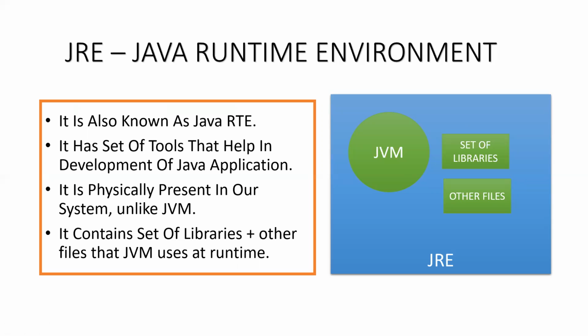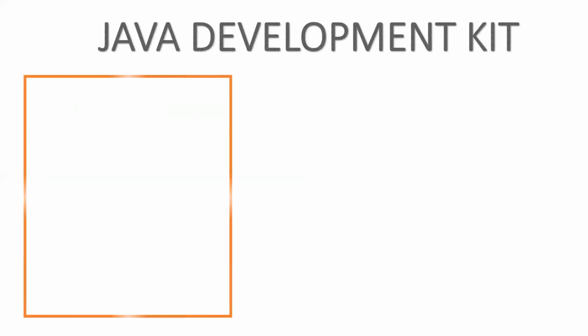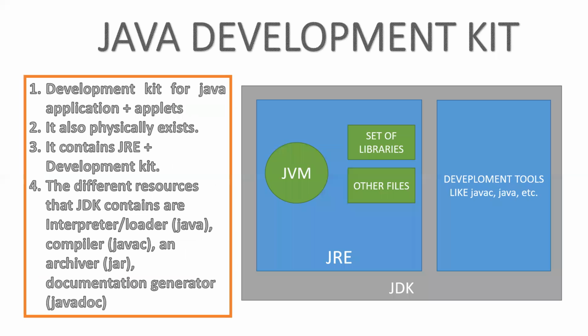So next thing is the Java Development Kit. The Java Development Kit is for creating Java applications plus applets. Applets go in an advanced part. That means you can create a GUI for your program. And how do we do that is when we have compilers, interpreters, jar files, Javadoc, everything. These are the extra things that are present in the Java Development Kit.